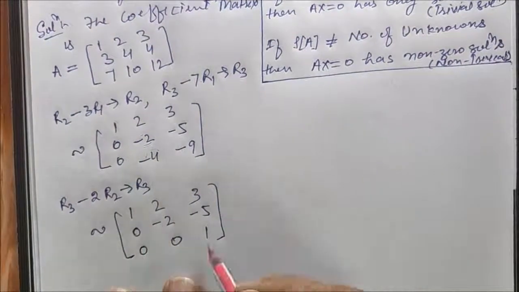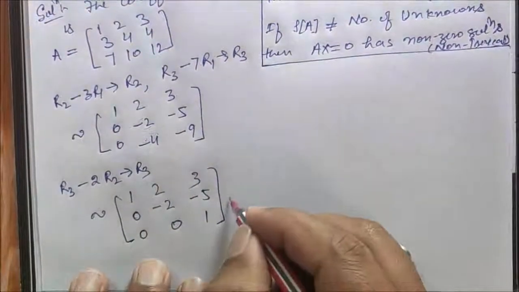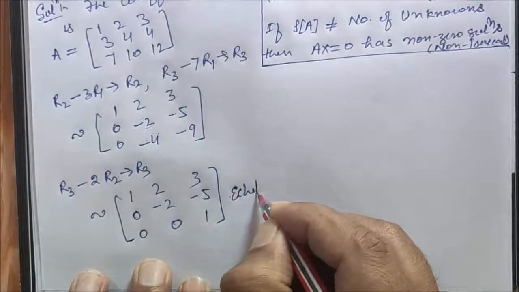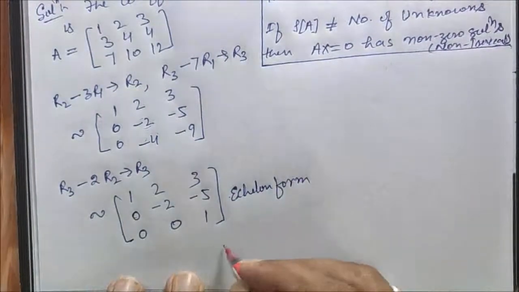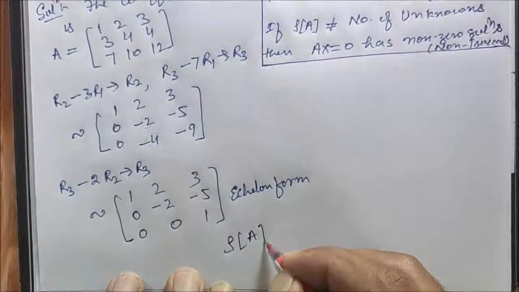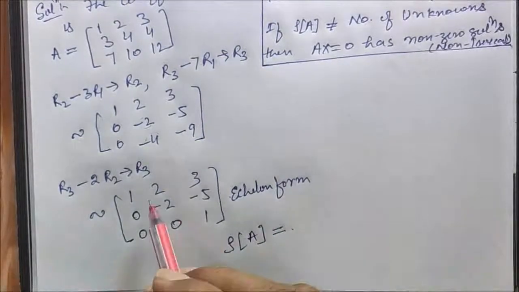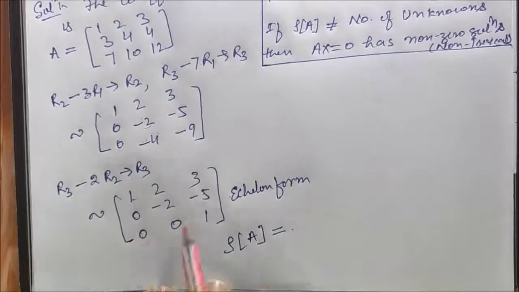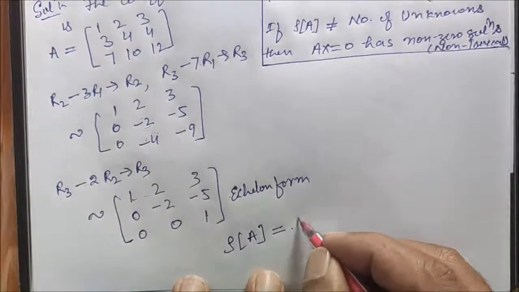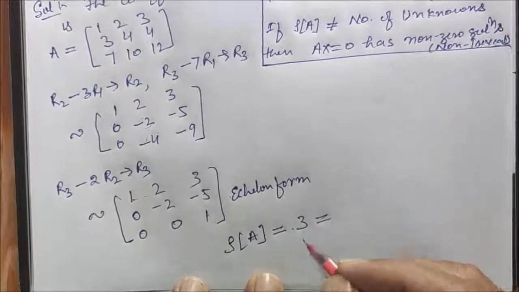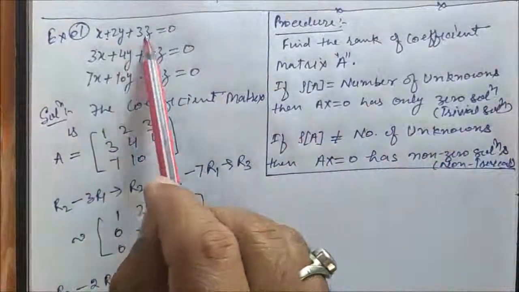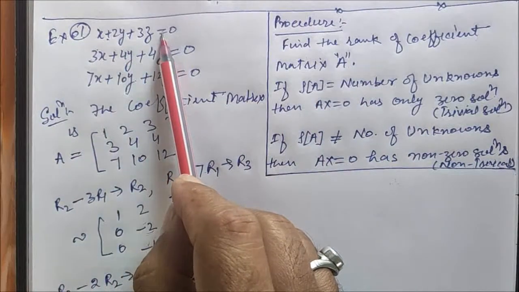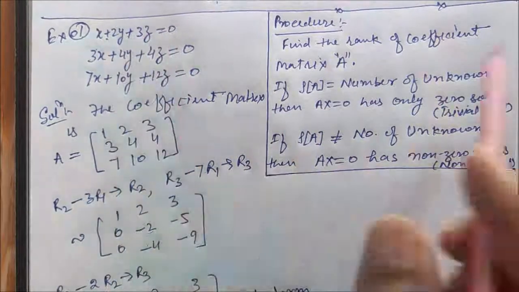Therefore, now this is the required echelon form, and so the rank of A is equal to the number of non-zero rows in the echelon form. There are 3 non-zero rows, so rank of A is equal to 3. Now, rank of A equals 3, and we see that there are 3 unknowns in our system of homogeneous equations: x, y and z.